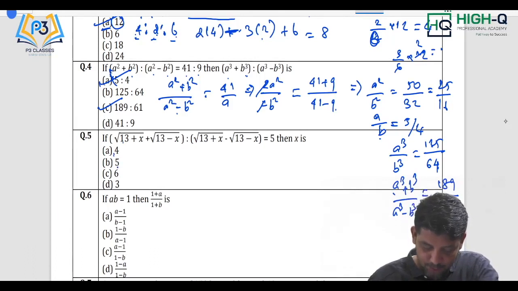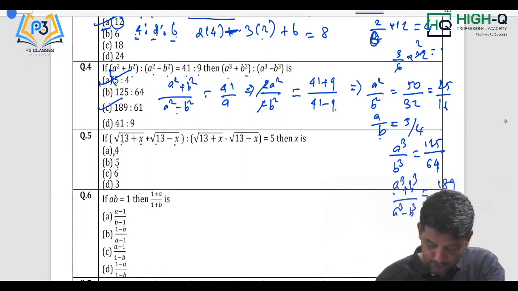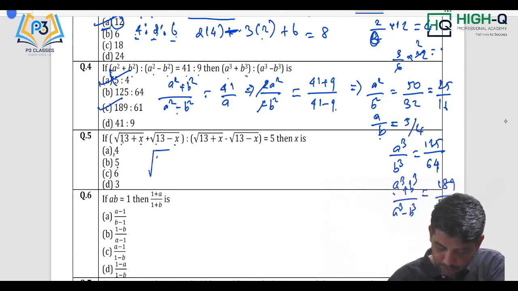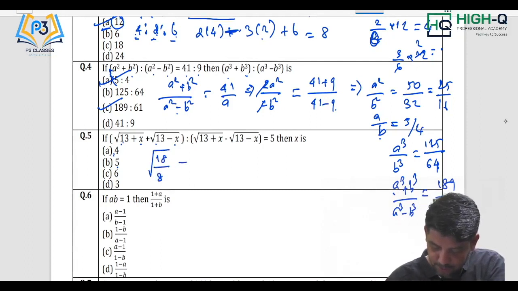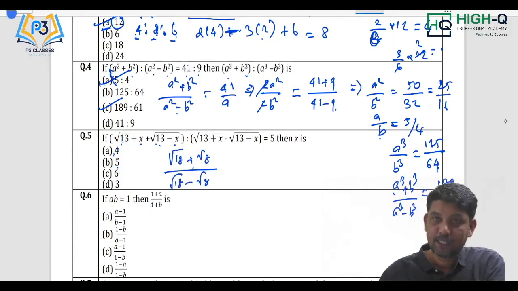Fine. You take option B. What are you going to get? 13 plus 5 is root 18. 13 minus 5 is root 8. Is that right, my dear? So I'm taking option B. Root 18 plus root 8, divided by... Oh, sorry. I'm committing a mistake. Root 18 plus root 8.